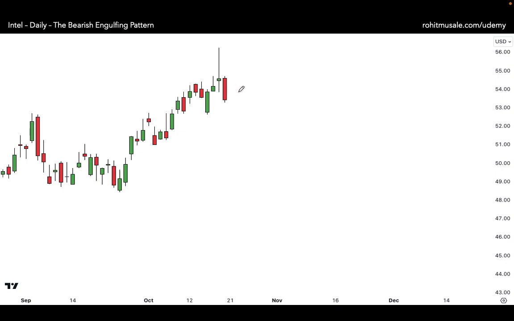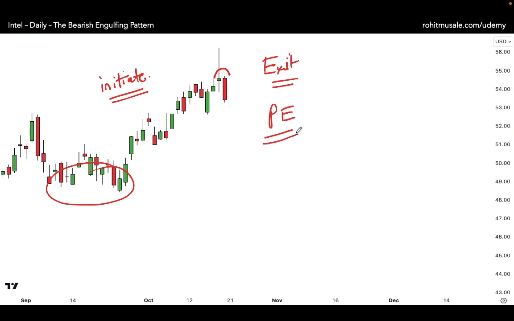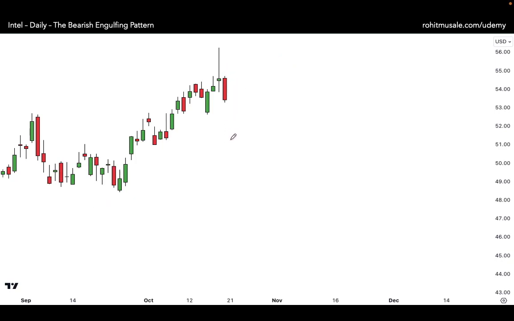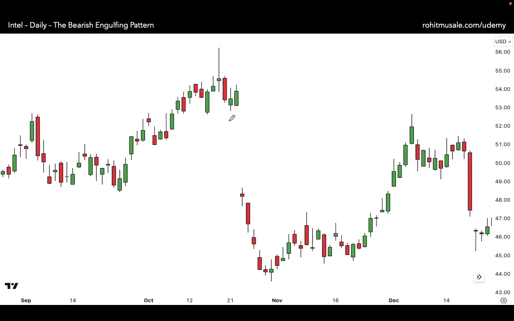Very strong bearish reversal pattern. How can you use it? You can either use it to initiate short positions, or if you are long, let's say you bought the stock somewhere here and you see something like this happening in the market, it is better you take a full exit from the market or at least take a partial exit, because this is a dangerous pattern. And if you don't do that, this is what happens. Look how the price collapses. So when you see this pattern, you have to act.